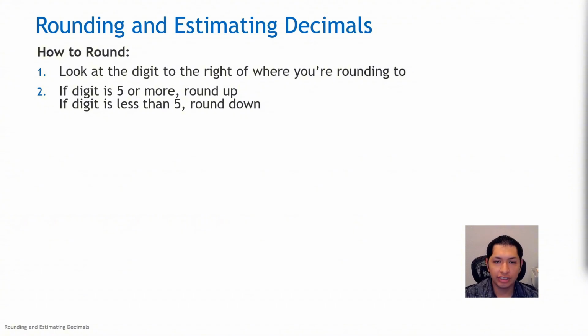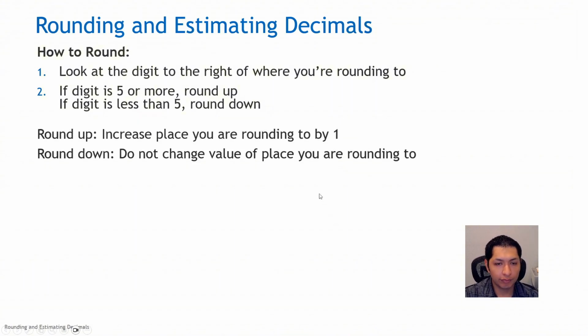To round a decimal, it is just 2 steps. First, you look at the digit to the right of where you're rounding to. Second, you look at the value of that digit and ask: if the digit is 5 or more, then you round up, and if the digit is less than 5, in other words 4 or less, then you round down. And to give more information, rounding up means that you increase the place you are rounding to by 1, and if you round down, you do not change the value of the place you are rounding to. In both scenarios, whether you round up or down, you discard every number after the place you are rounding to.